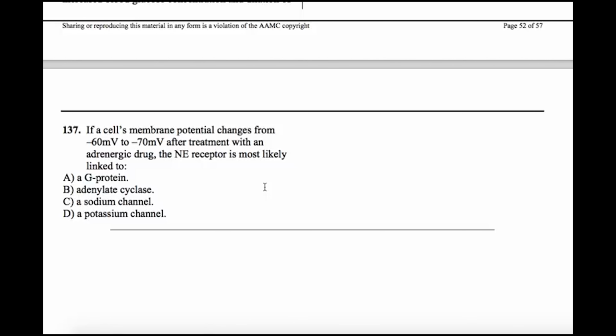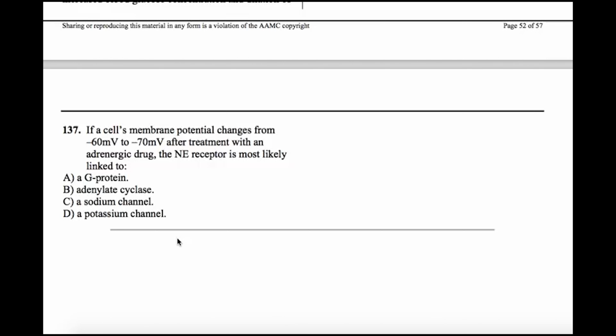So G protein, it could, right? A G protein linked receptor. You have transduction with the G protein, but that could bind to anything. It could bind that activating subunit, right? It can activate any type of channel. So it could be one that raises the membrane potential or one that lowers it. So we can't say A, because we don't know for sure. Same thing with adenylate cyclase. Adenylate cyclase is actually one enzyme that is activated by G proteins. So that's just one step further down the line. So A and B are out.